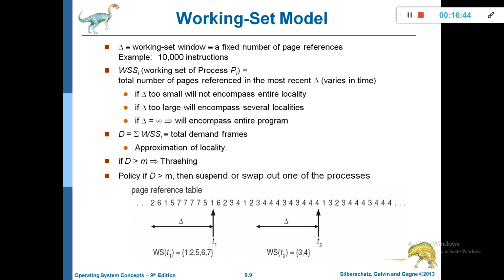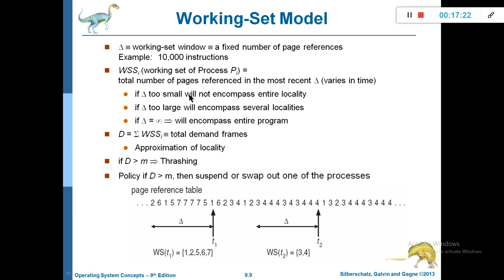The set of pages in the most recent delta page references is the working set, shown in the figure here. This is a page reference table, and there are two windows, WS T1 and WS T2. In the first window the page references are 1, 2, 5, 6, 7, and in the second window 3 and 4. WSSi, the working set of process Pi, is equal to the total number of pages referenced in the most recent delta. Delta varies in time.